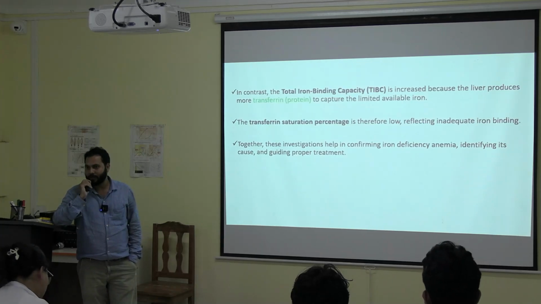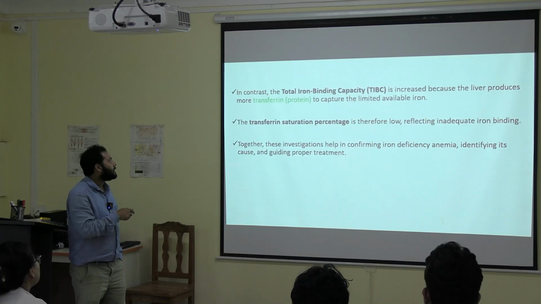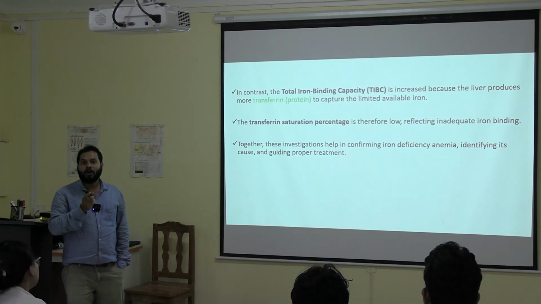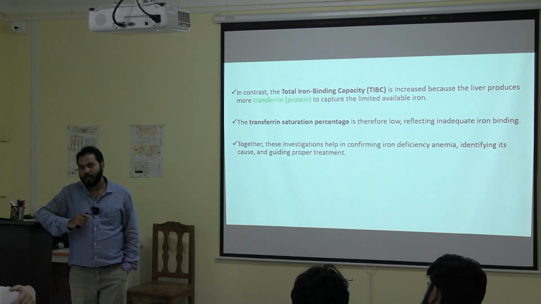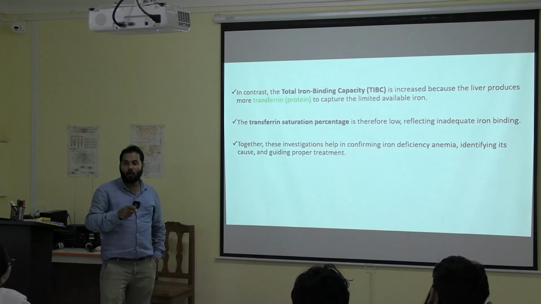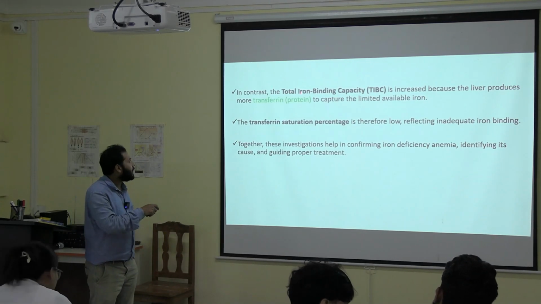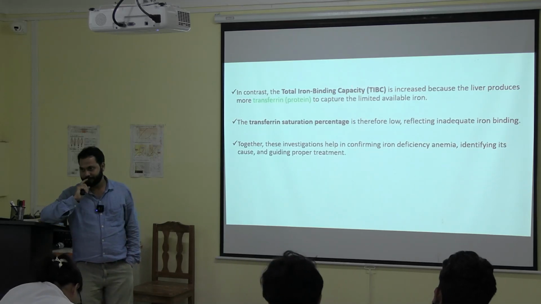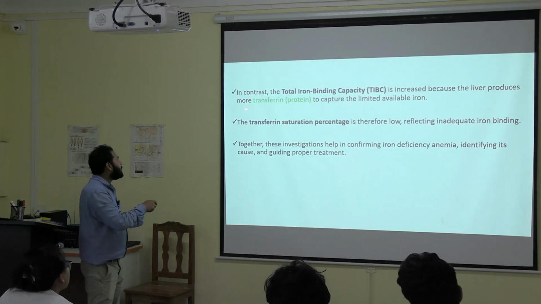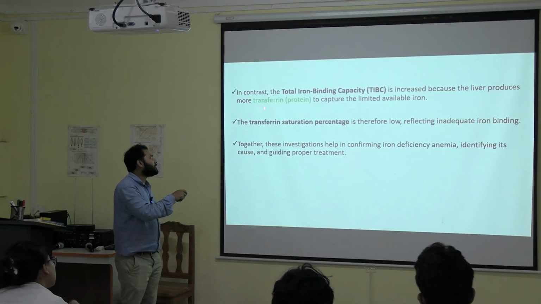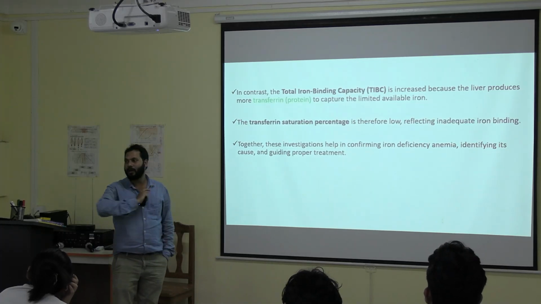Actually, transferrin is a protein, and what are the other features of that transferrin? Transferrin acts as a protein which has a specific binding site for iron, right? यहाँ पर बोलते हैं कि those who are suffering with iron deficiency anemia, in their case, the iron binding capacity is increased. Iron binding capacity is increased, but if you see the features of the transferrin here, transferrin saturation percentage is low. What does it mean?